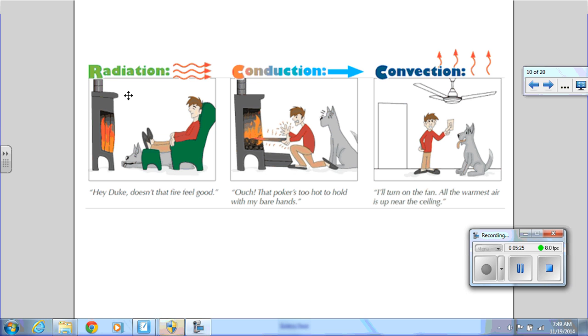So radiation is transferred by electromagnetic waves. Conduction is transferred by direct contact. Convection is transferred by the movement of atoms and molecules from one place to another place.